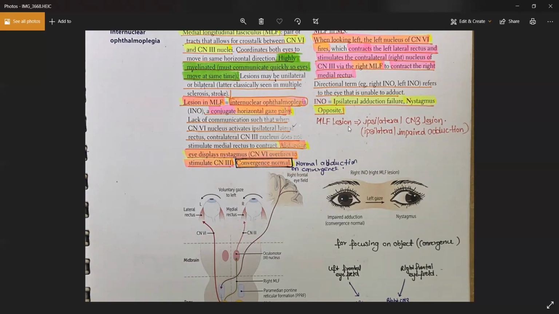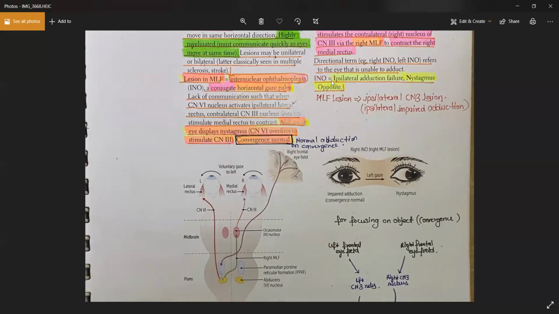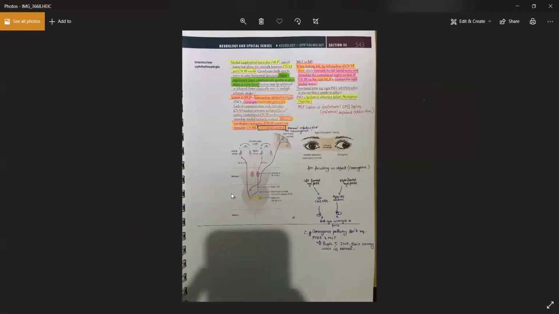So in the eye, you're having an ipsilateral adduction failure, and the nystagmus will happen on the opposite side. Because this eye will move, your brain will detect it and try to converge it again. It will try to adduct it again, so this will cause a nystagmus, right? So that was about internuclear ophthalmoplegia.